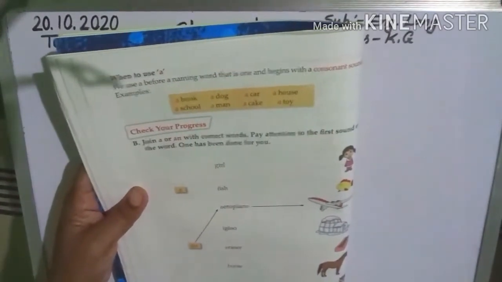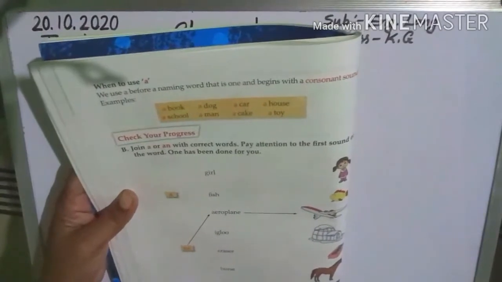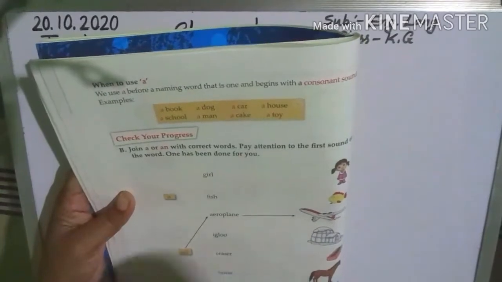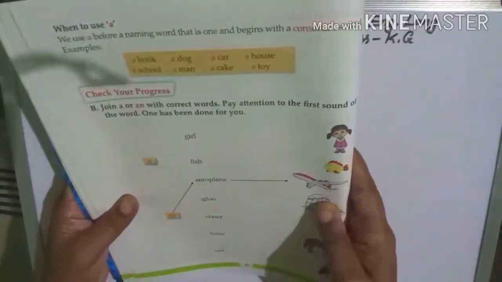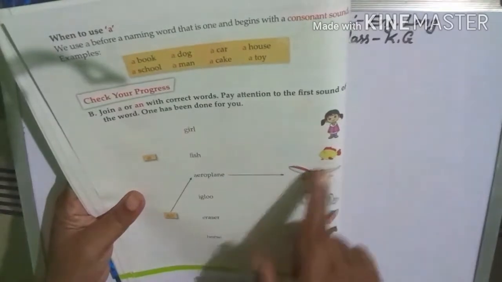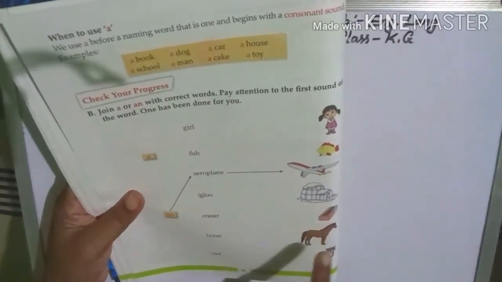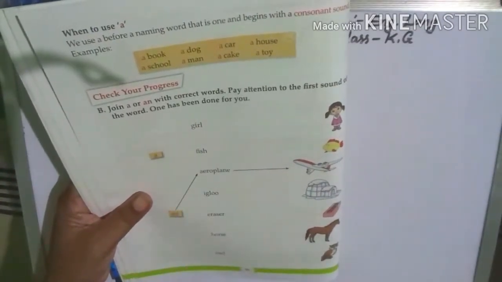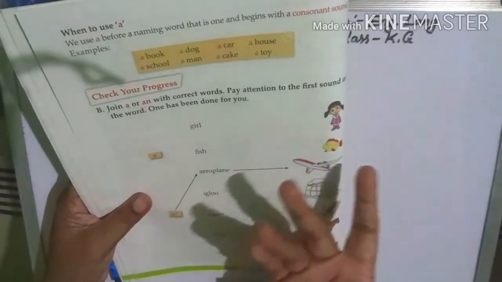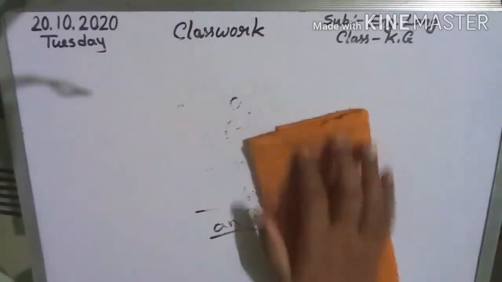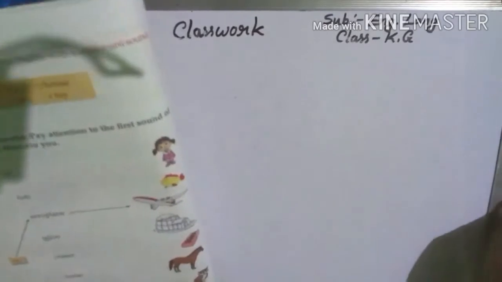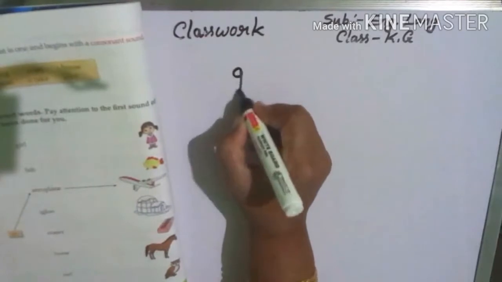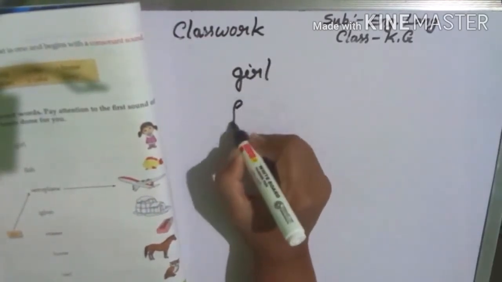Check your progress. Join a or an with the correct words. Pay attention to the first sound of the word. One has been done for you. First you see girl. Fish, aeroplane, igloo, eraser, horse, owl. You find it first. What? Okay, first vowel. You find the first vowel. So girl. Okay, I write first girl. Face.